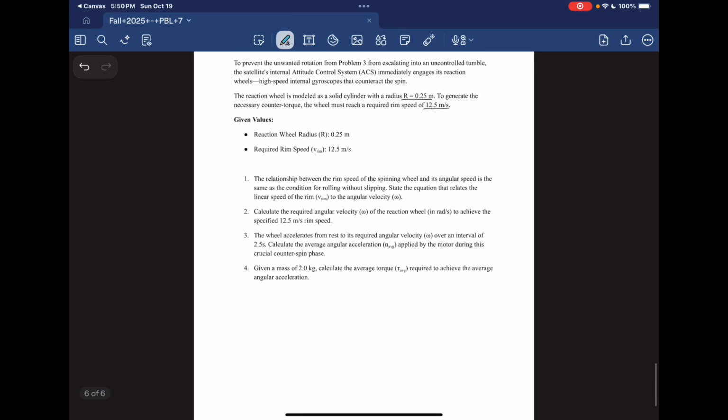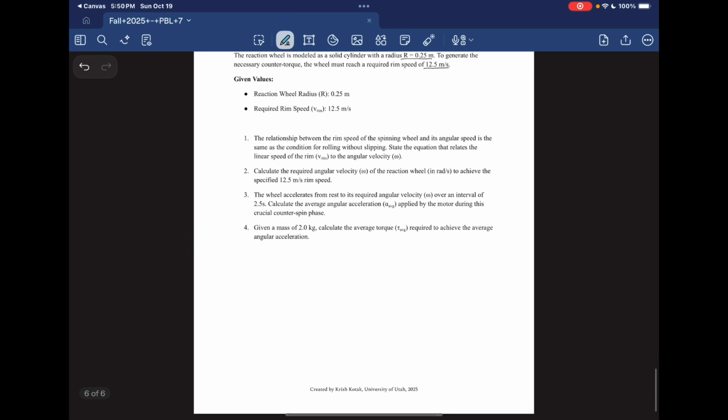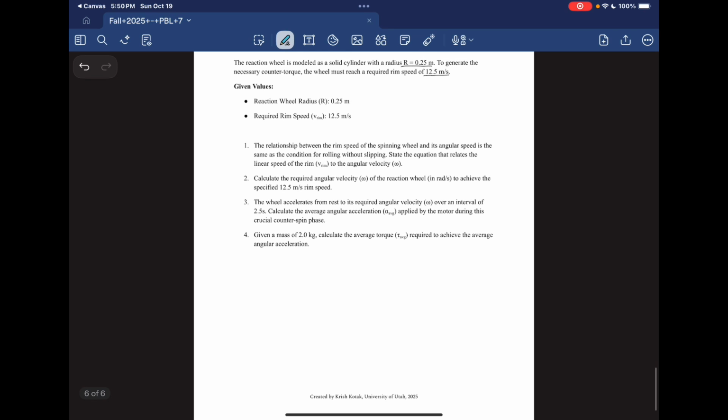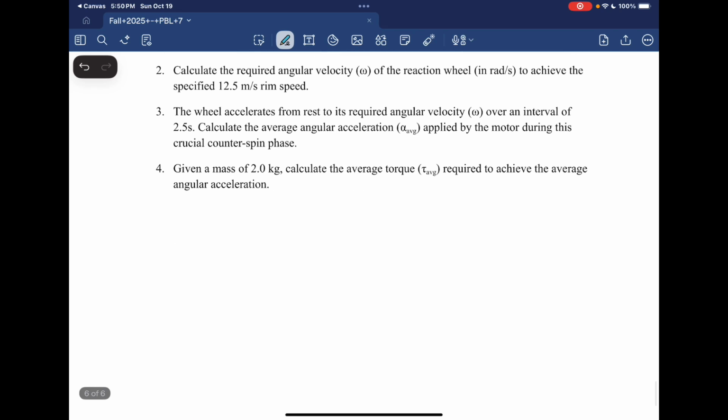The first question says that the relationship between the rim speed of the spinning wheel and the angular speed is the same as the condition for rolling without slipping, and it wants us to state the equation. I'll just go ahead and state it. The condition for this is that the speed of the rim is equal exactly to the radius times the angular velocity, omega.